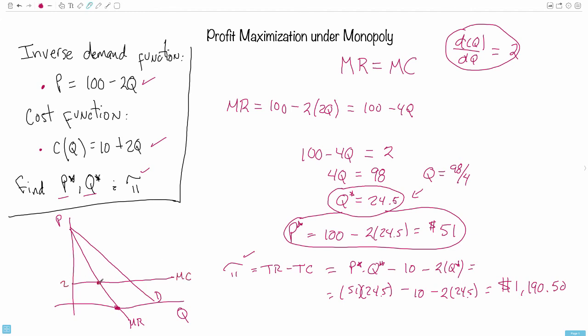The intersection of the marginal revenue and marginal cost function is essentially the equivalent of this mathematical equality. In other words, the golden rule is expressed graphically at this intersection point, because if you go down from this intersection point and you hit Q, well, this Q is precisely Q star, which in this case is 24.5. And if you go all the way up from this point until you hit the demand curve, you are going to find price, P star, which in this case is equal to $51, right?